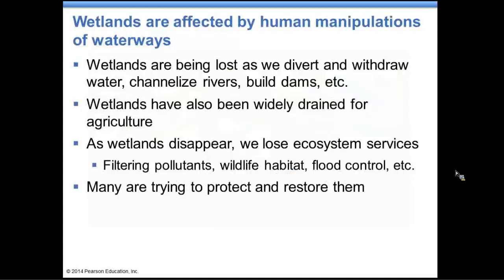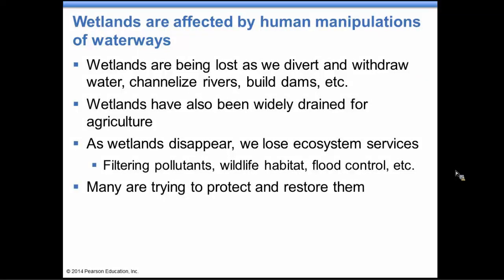So wetlands are affected by the human manipulations of waterways. We've been talking about this the whole time. I'm going to continue saying it. These systems are interconnected. What we do to the river upstream of a wetland does affect the wetland. And as wetlands disappear, we lose many of the ecosystem services they provide us. And again, these are filtering pollutants. They harbor our wildlife, they control floods, and they help us to maintain drinking water supplies.